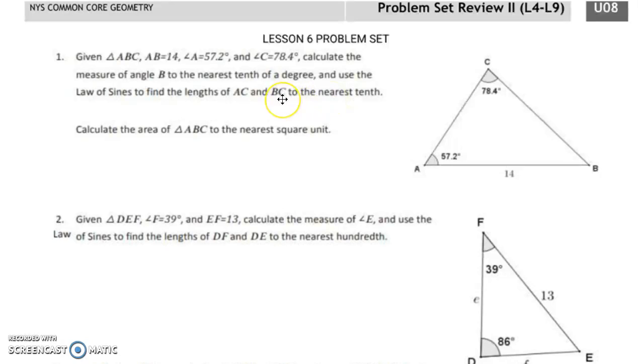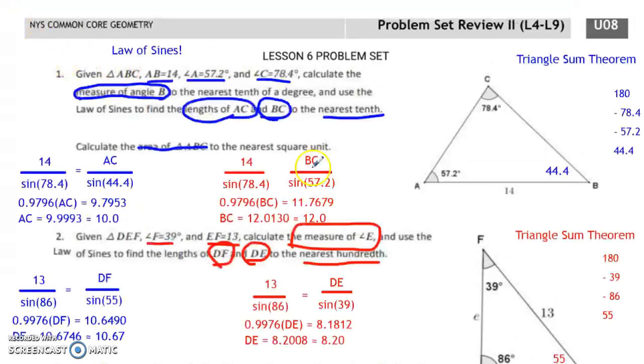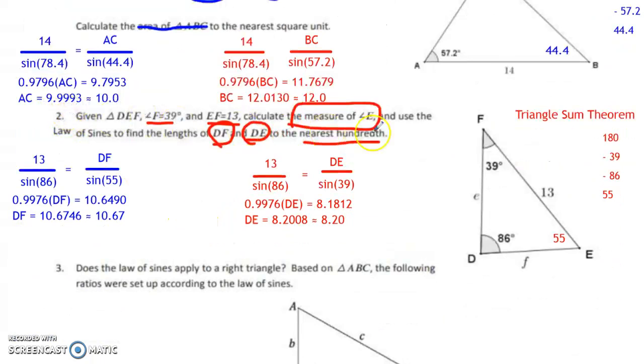This is where we started talking about the law of sines. Pause the video, try to do these on your own, and then come back to see the answers. All right, lesson 6 problem set requires this angle to be found using triangle sum theorem, and then set up two different laws of sines, both using 14 over sine of 78.4, because we know the side 14 and we know the angle 78.4, and they're across from each other. They're opposites.